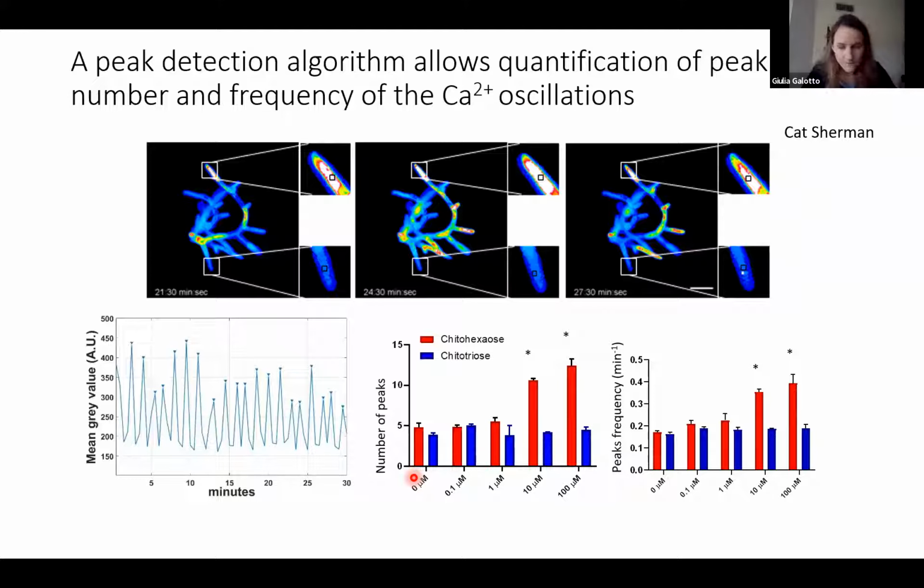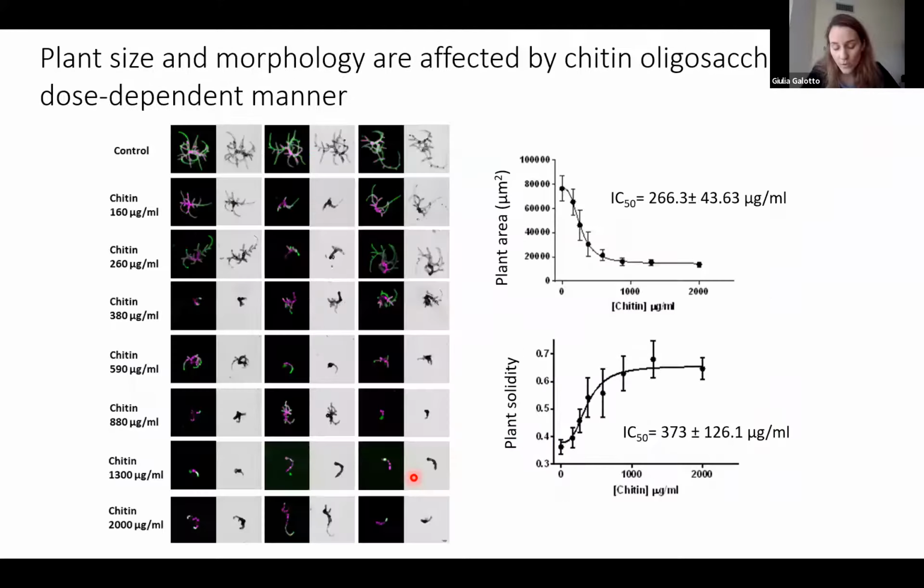So now that we answered our main biological question, we wanted to study how the chitin affects plant growth and solidity. So we performed a growth assay experiment, and we measured the plant area and the plant solidity. The area is just the area of the plant, and the plant solidity is a measure of how branched the plants are. Plants that look like this with a lot of branching will have solidity values close to 0, while spherical plants without branches that look like this will have solidity values close to 1.